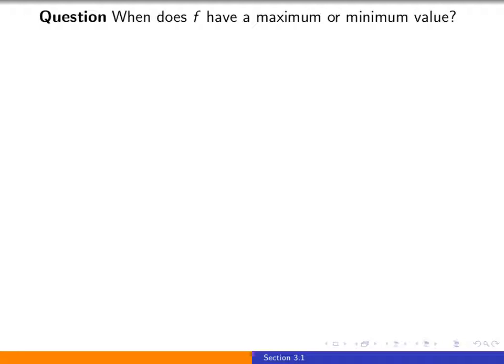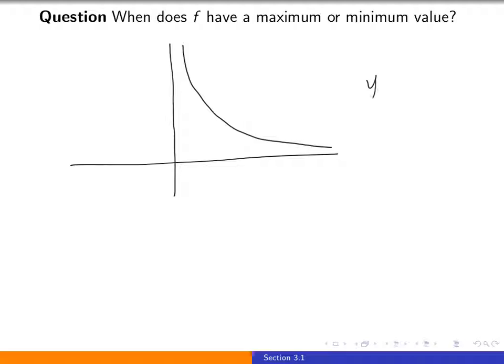Now, a natural question to ask is, when does a function f have a maximum or a minimum value? To introduce this idea, let me go ahead and graph a function. I'm going to graph y equals 1 over x, and I'm going to specifically consider it on the domain 0 to infinity. If we look at the graph, we notice in this case the function will have no maximum or no minimum value. At first this may not be the most intuitive concept.